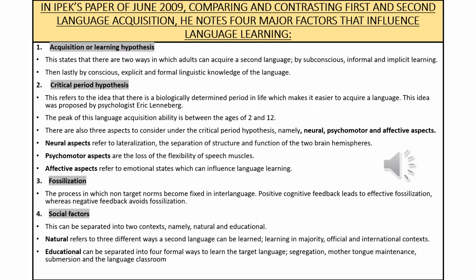Natural refers to three different ways a second language can be learned: learning in majority, official, and international contexts. Educational can be separated into four formal ways to learn the target language: segregation, mother tongue maintenance, submersion, and the language classroom.